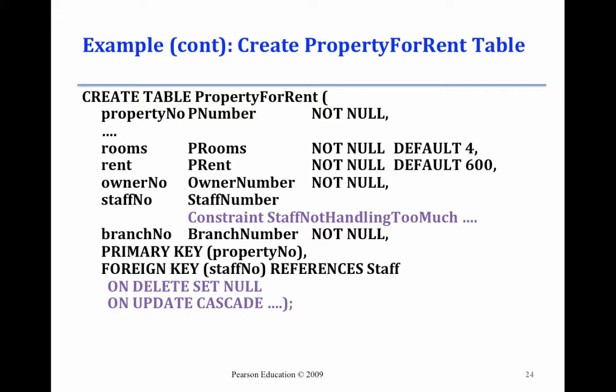And then we have our primary key, which is property number, and then the first of our foreign keys, staff number, references staff, and then the two conditions. So on delete, if that staff number is deleted, we simply want to set the property's staff number to null to indicate that no realtor is currently handling it. If the staff member is updated, for example, we change their staff number, then we want to cascade it so that we update the staff number in the property for rent as well.